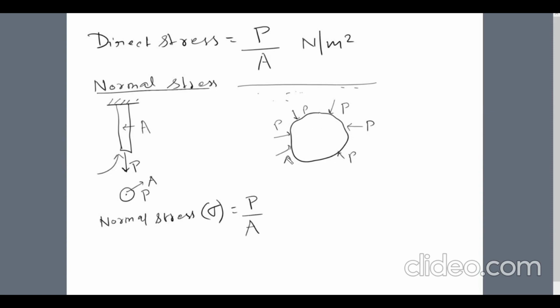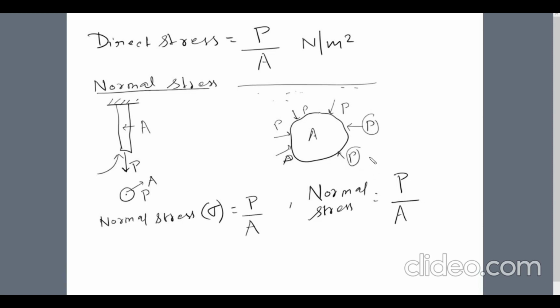And the surface area of this body is A. So in this case, this external force P is acting from all the directions on the surface area A. So in this case, the normal stress will be given as this external force that is acting, P, divided by the surface area of the body. This is also a normal stress since all these equal magnitude forces are acting normal to the surface of the body.